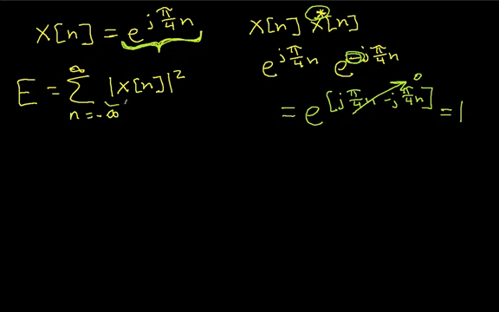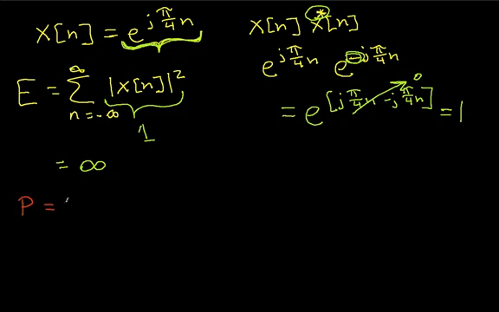So what that means for the energy computation is every term in the sum is going to be 1. And so if I sum from minus infinity to infinity, I'm going to have an infinite number of 1s in my sum, and the answer is going to be infinite. So this is not an energy signal because the energy is infinite. Because the energy is infinite, we might think that this is a power signal. So let's check that out.